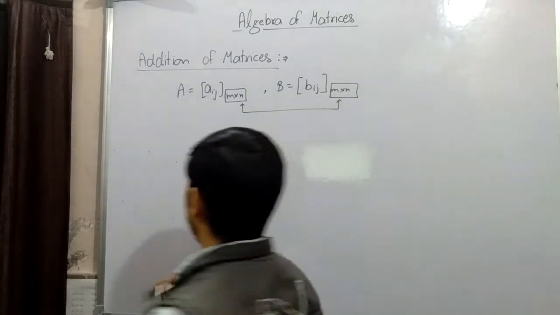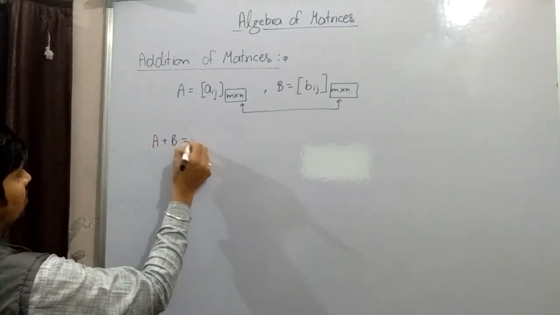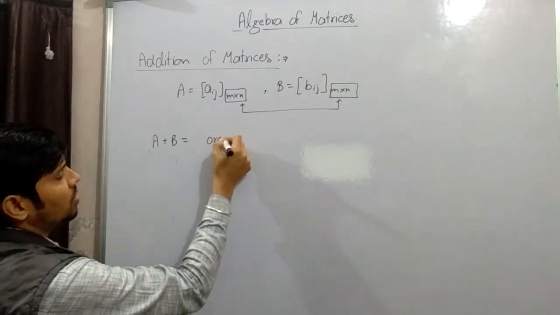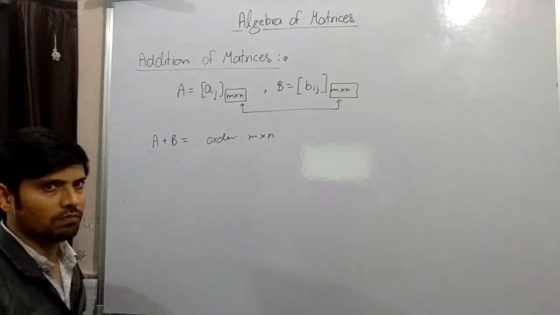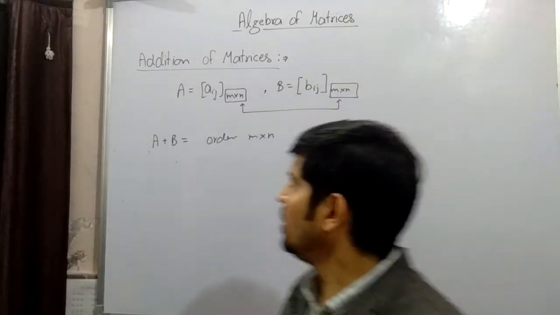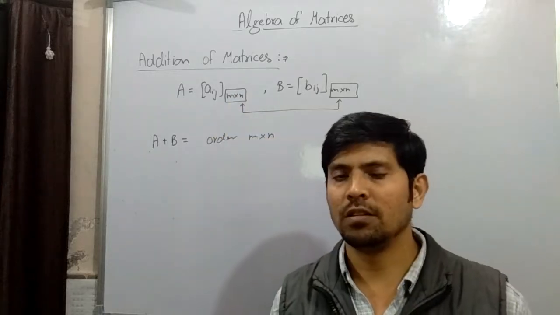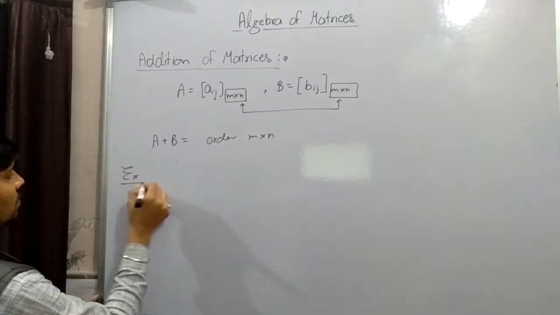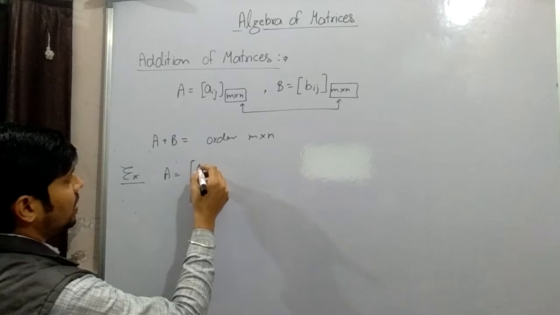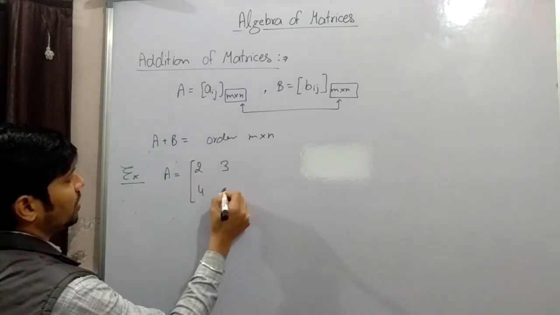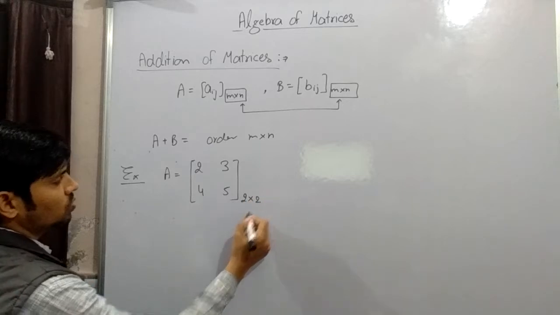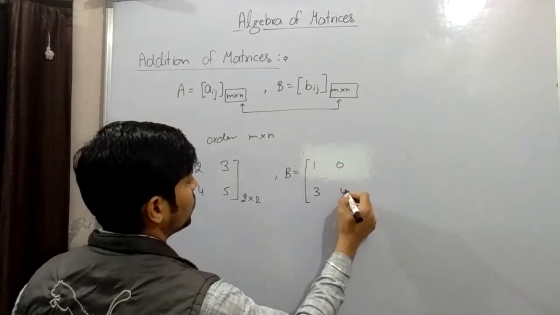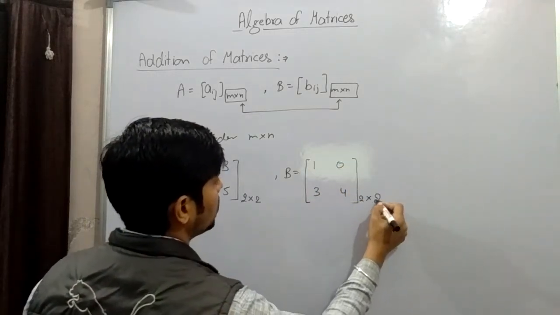And how can we add? A plus B can be explained. A plus B will form a new matrix of the same order, m cross n. The order will remain the same, and here we will be adding only the corresponding elements of the given matrices. Let us suppose, for example, A is the matrix 2, 3, 4, 5. Order is 2 cross 2. And the second matrix B is 1, 0, 3, 4. This is the second matrix of the same order 2 cross 2.